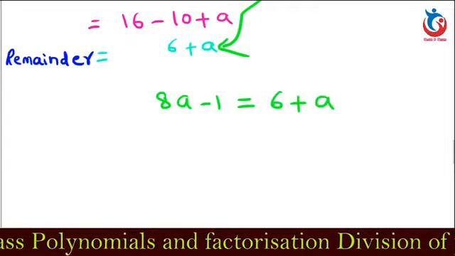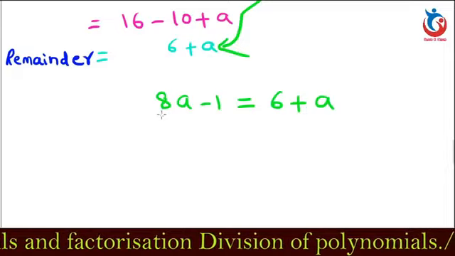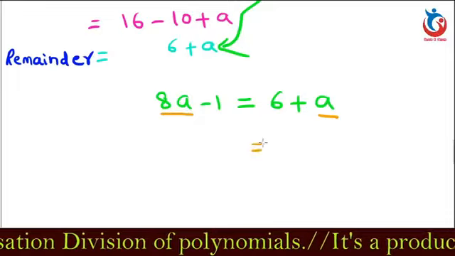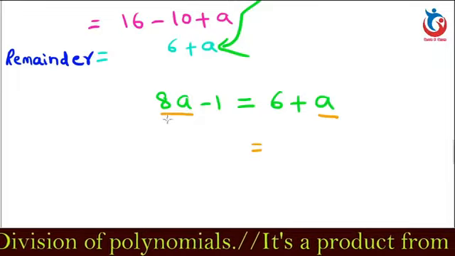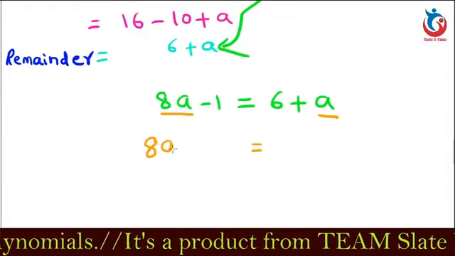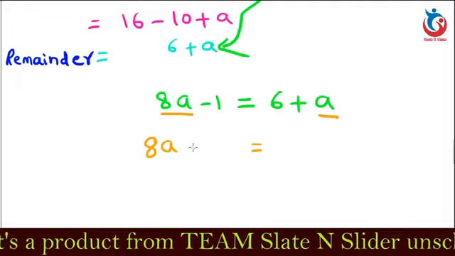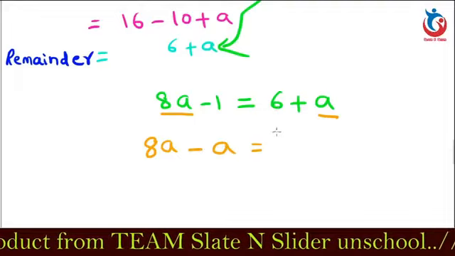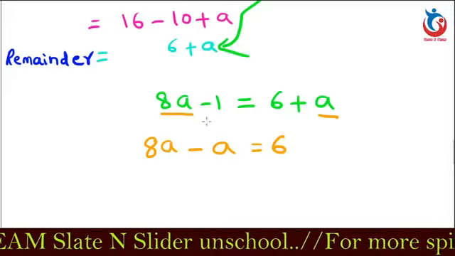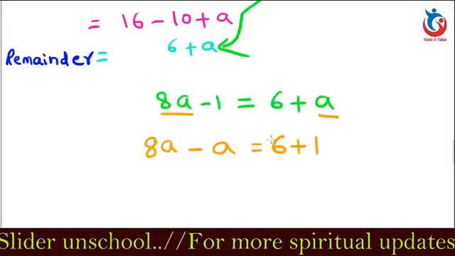So for this, we have to bring all the like terms together. So 8a on the left side and plus a on the right side. So bring all these together. So 8a is greater. That's why I am bringing this plus a to this side. So 8a and plus a, when this crosses the equal to, it will become minus a, and 6 remains there itself. Then the number minus 1 is on the left hand side. When this comes to another side, it becomes plus 1.